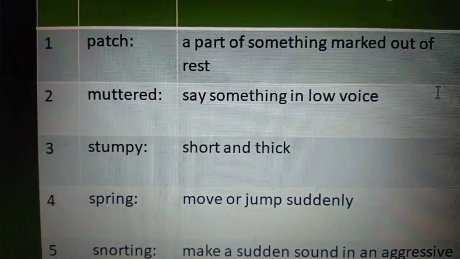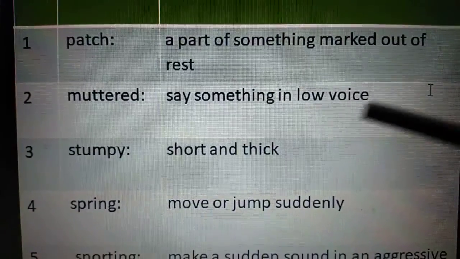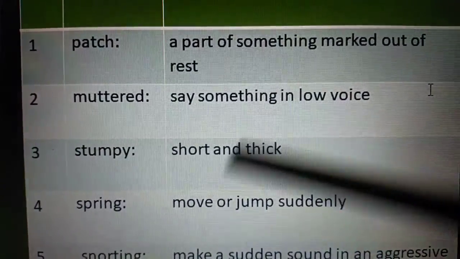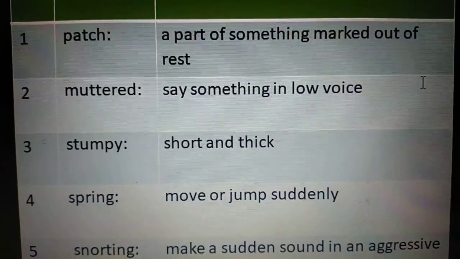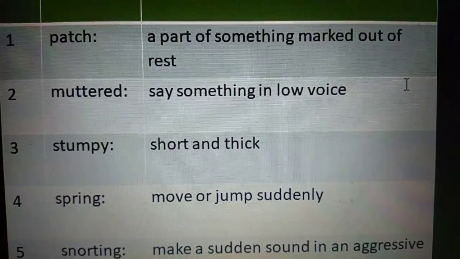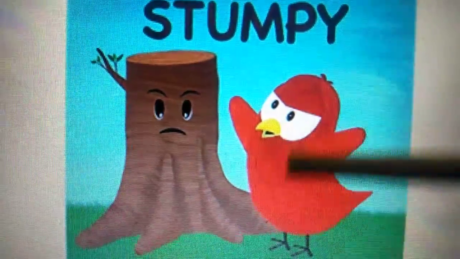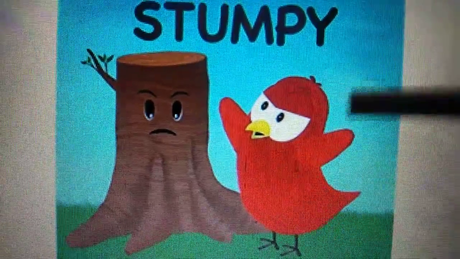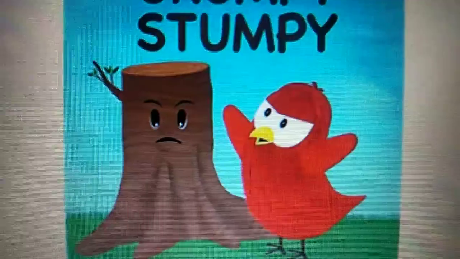Second word is muttered. What is the meaning of muttered? Say something in a low voice. Say something in a low voice is called muttered. Next word is stumpy. Stumpy means short and thick. So how does stumpy look like? Look at this image. It is short and stumpy. This is also stumpy. Short and thick. It's called stumpy. Now move to the next word.